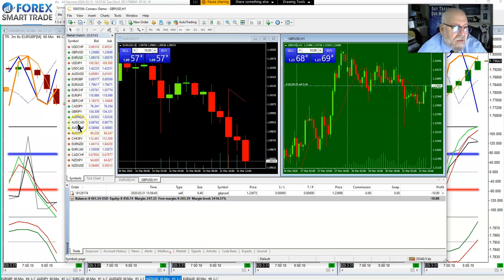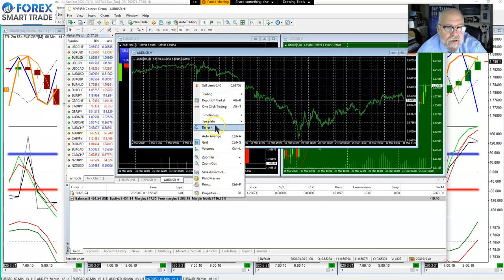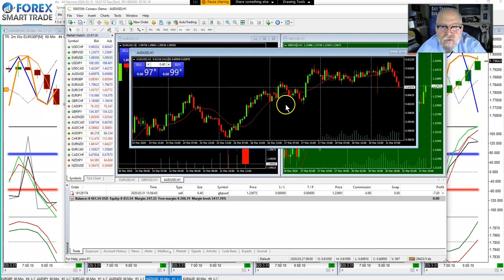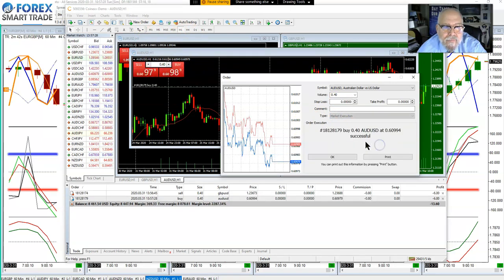Australian USD. I don't see it. I click File. It shows me the charts. Australian USD. It opens up a new chart. I don't like that screen, so we will use this screen. I am going to do a new order, 0.4 buy.